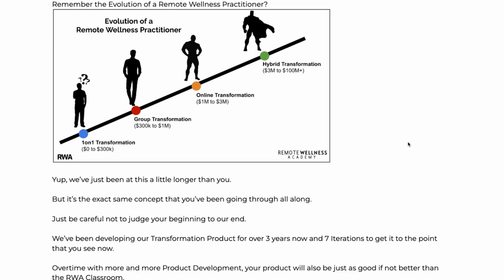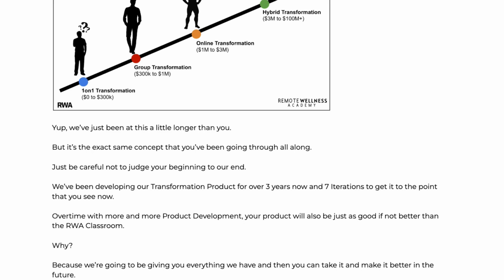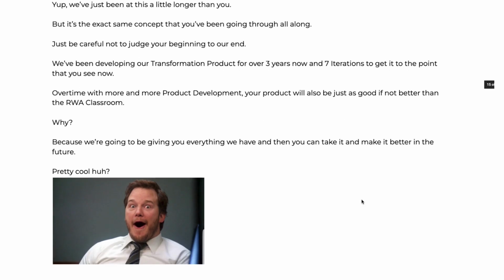Now, I want you to be careful not to judge your beginning to our end. Don't judge your chapter 1 to our chapter 7 or 8. We've been developing our transformation product for over 3 years. We're 7 iterations deep at this point, okay? And over time, the more product development that you do, your product will also be just as good, if not better, than the Remote Wellness Academy classroom. Why would it potentially be better? Because we're going to give you everything that we have, step-by-step, click-by-click, on how we actually created this entire company. You are going to be able to take it and make it better in the future for yourself. Pretty cool, huh? I know.